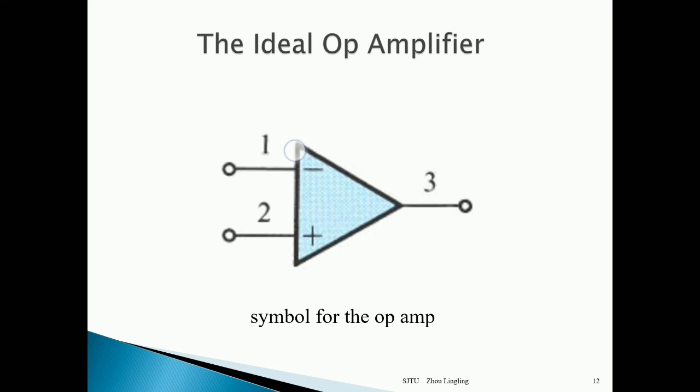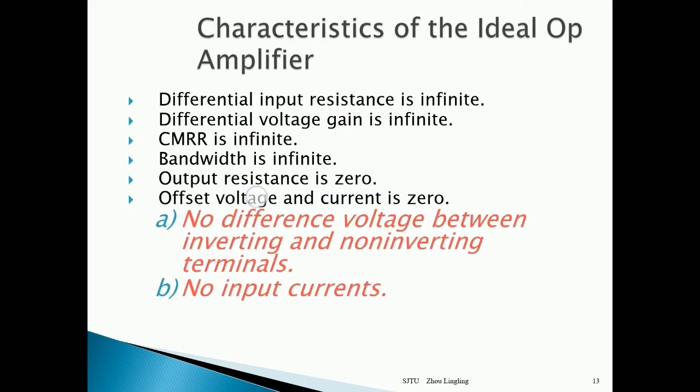So this is called the ideal operational amplifier symbol. Now we are discussing the characteristics of the ideal operational amplifier. Generally, the ideal operational amplifier has the following characteristics. The input impedance is infinite. The voltage gain is infinite. The CMRR, common mode rejection ratio, is infinite. The bandwidth is also infinite. Finally, the output resistance is 0.